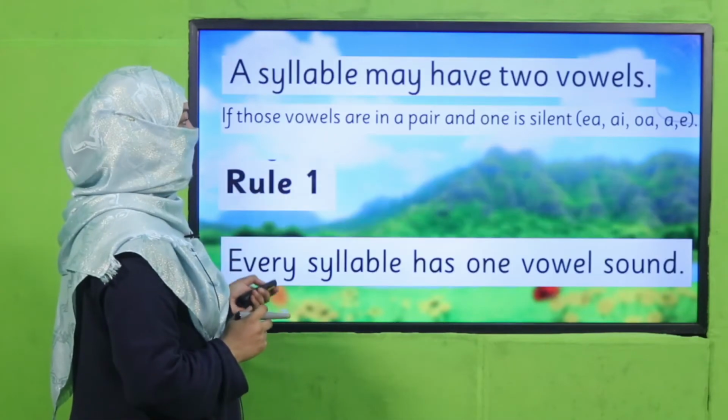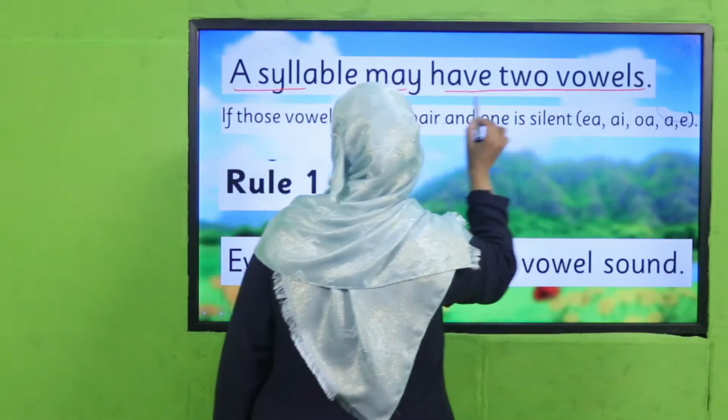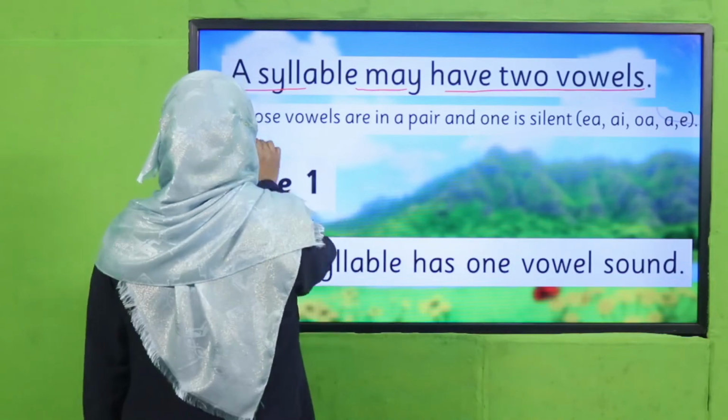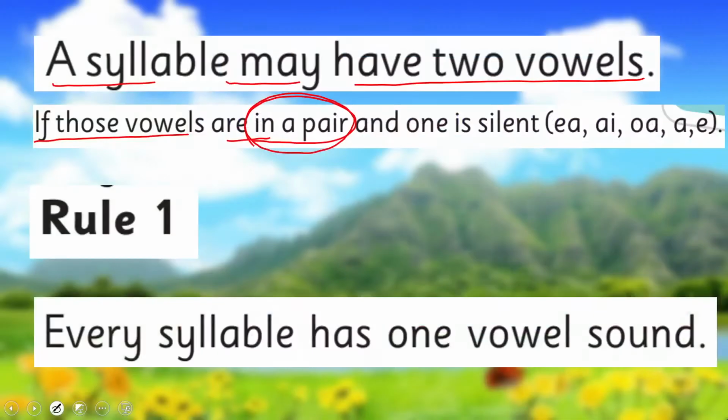Okay, so how do we do it? If a syllable may have two vowels, this is important. If those vowels are in a pair, we know vowels appear in pairs in a word, and one is silent. Every syllable has one vowel sound. This rule we have learned many times.